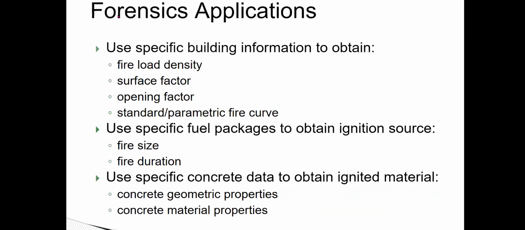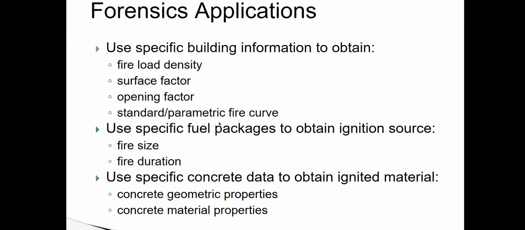So with that, maybe how we can apply this to forensics is the building information. Maybe the inputs are different. Building information you obtain, the factors that I mentioned: fire load density, surface factor, opening factor. We talked about standard fire curves, but we've used this before, the parametric fire curves. This takes into account the heating and the cooling phases, and if we're spalling, it does lose strength, not only in the heating but also in the cooling phase.